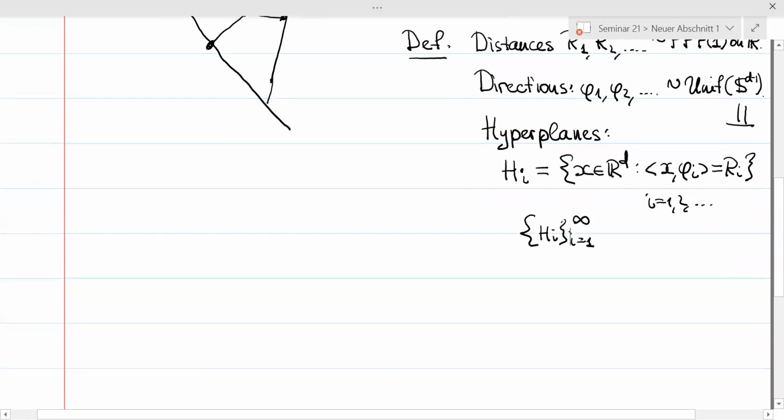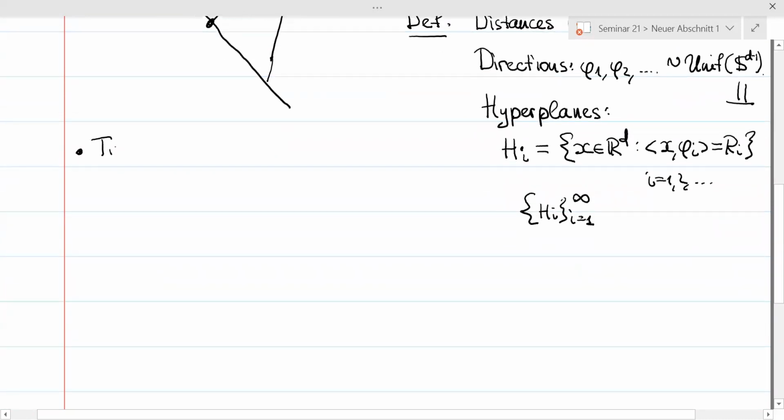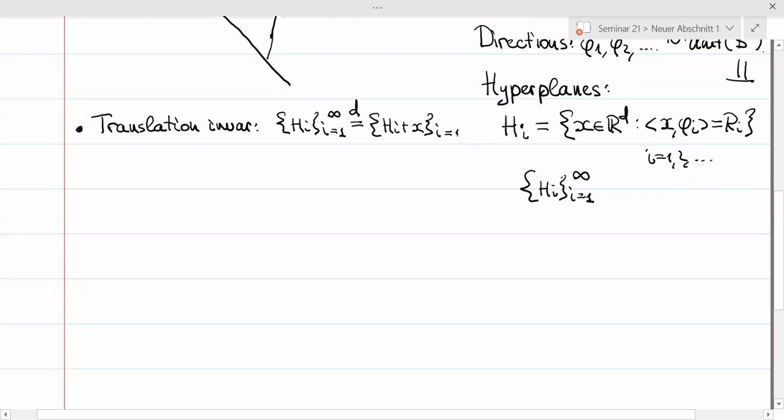Now there are certain properties of this process. First of all, it is translation invariant, which is not quite evident if we have just this construction. The translation invariance means that the joint distribution of this collection of hyperplanes doesn't change under shifts by any vector x. So here x is any vector, and if we shift all hyperplanes by the same vector, the joint law doesn't change.